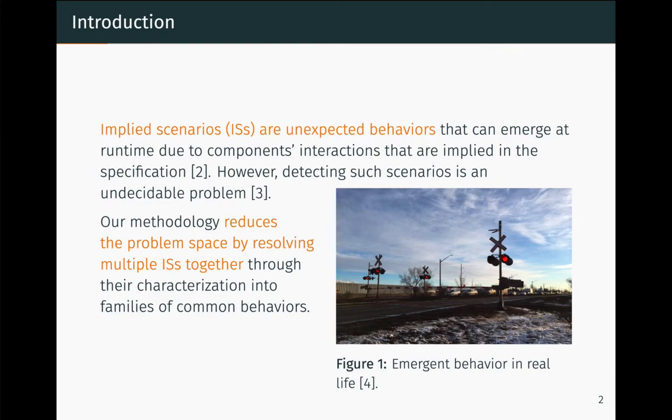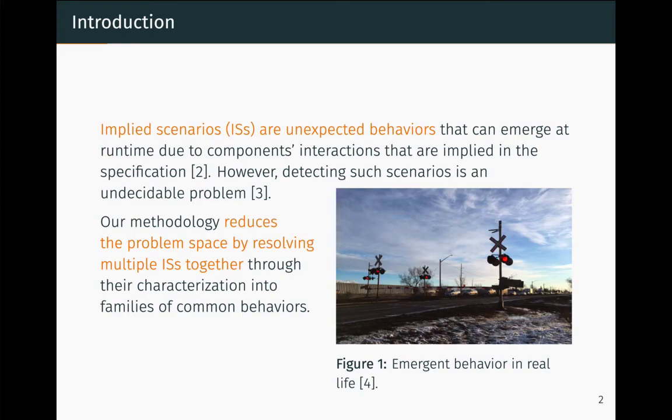So let's get started. Implied scenarios are unexpected behaviors. These are scenarios that we didn't plan for them to happen, but they can still happen at runtime. However, detecting these scenarios is a decidable problem. Our methodology reduces the problem space by allowing the user to resolve multiple implied scenarios together. Existing literature before our work only allowed the user to resolve implied scenarios one by one, and our methodology reduces this problem space by grouping them in a meaningful way.